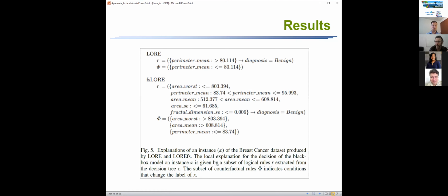In this case, the black box is an artificial neural network, the multilayer perceptron. And here are the counterfactuals, what we need to do to change the decision. For example, if you change this attribute to these values, we will have a different decision.